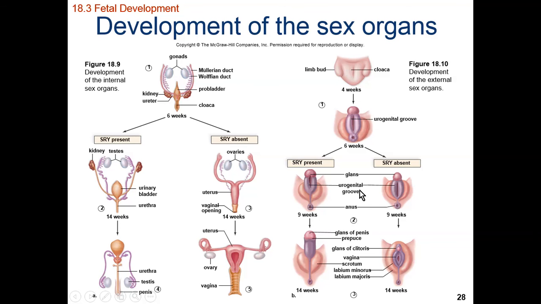If we look at the external anatomy, at 4 weeks after fertilization, we are generic. 6 weeks after fertilization, we have a urogenital groove that is asexual or will default to the female reproductive pathway. Note that the same structure that turns into the female's clitoris will also be funneled down and turn into the glans penis of the male.